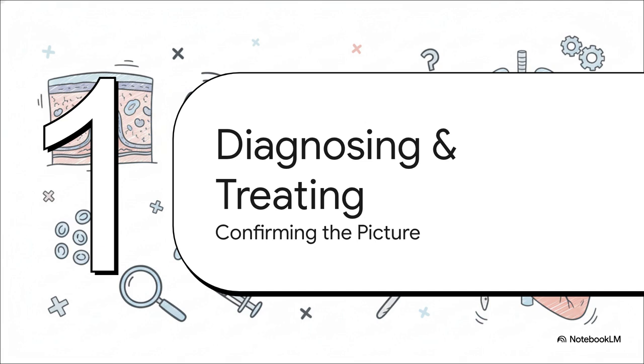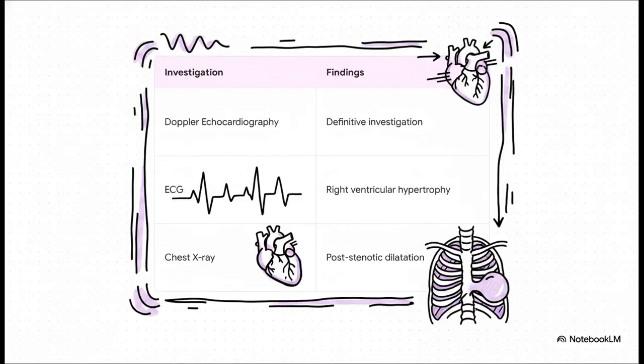Moving on to Section 3, diagnosing and treating stenosis, and confirming that clinical picture. Once we suspect stenosis based on what we're hearing and seeing, we rely on a trifold investigation strategy. Doppler echocardiography stands out as the absolute definitive test here, but look at how these tools complement each other. An ECG might give us a clue by showing a right ventricular hypertrophy, meaning the heart muscle is getting thick from all that extra workload.